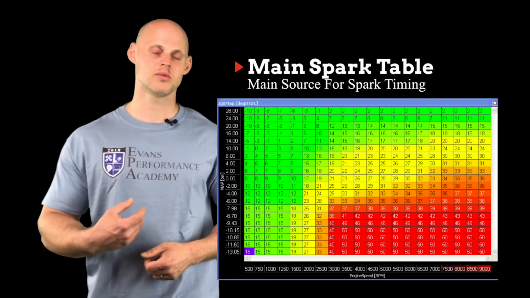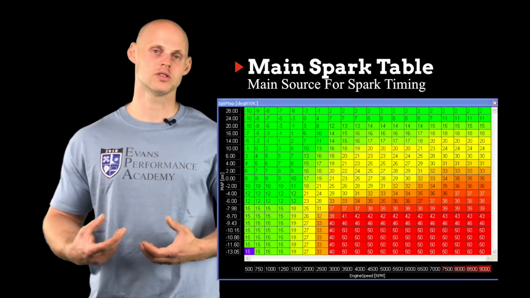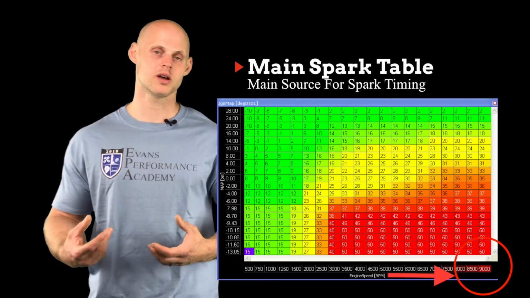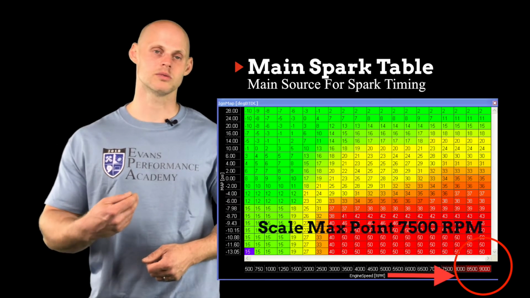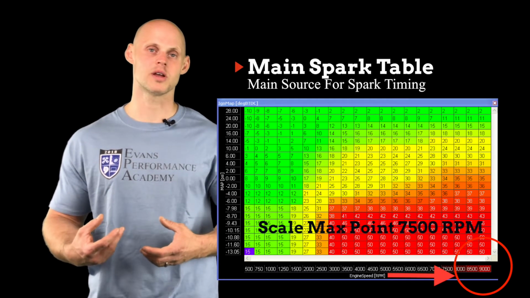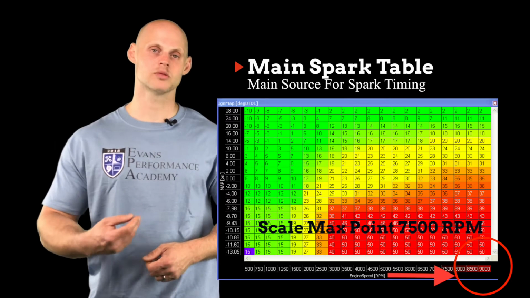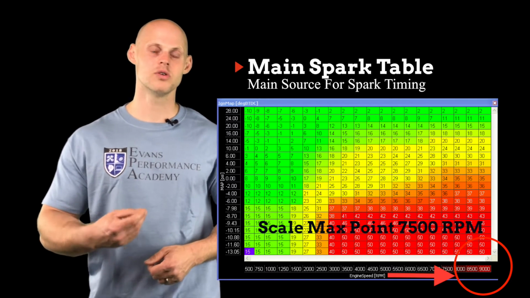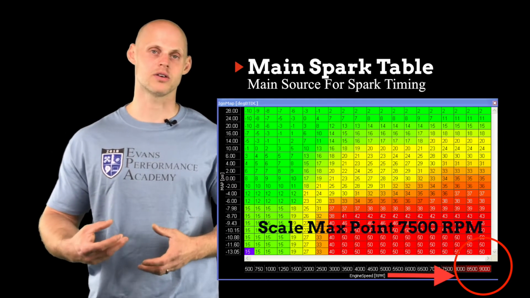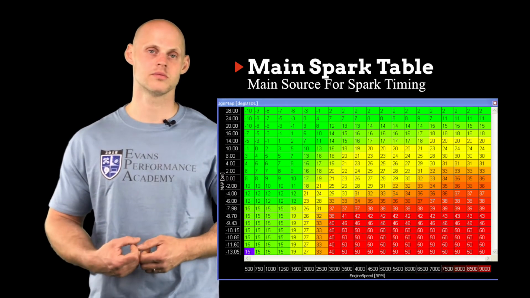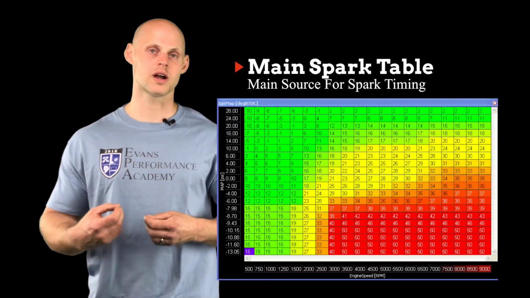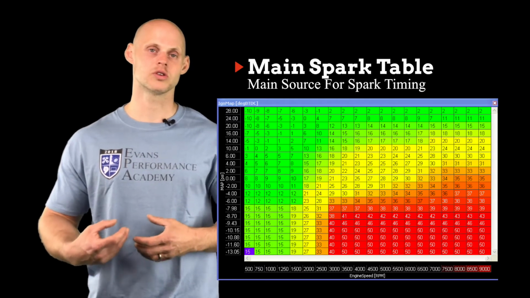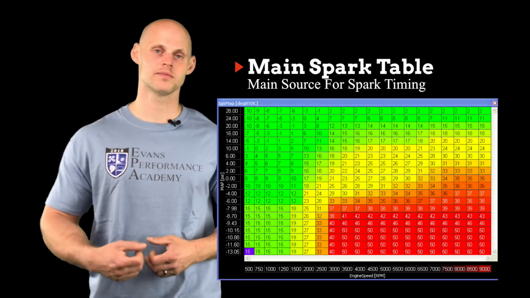Now, the same goes for our engine RPM. If our engine's only going to spin to 7,000 RPM, we would scale our table to a maximum of 7,000 or 7,500 RPM so that we have the maximum amount of breakpoints available on our table so that we have the most amount of data points to be able to calculate our spark timing from. This is going to give us much more accurate spark timing when we want to control the combustion event.